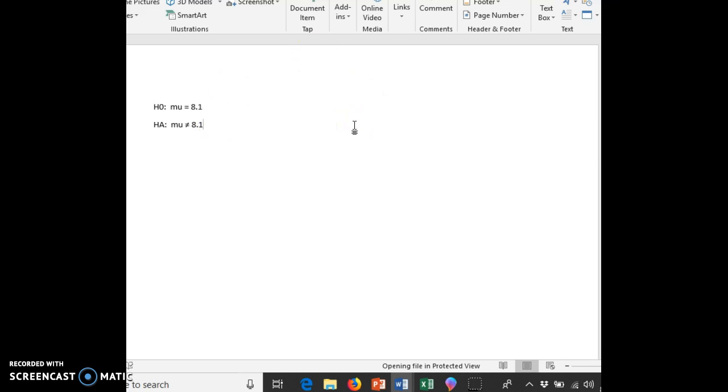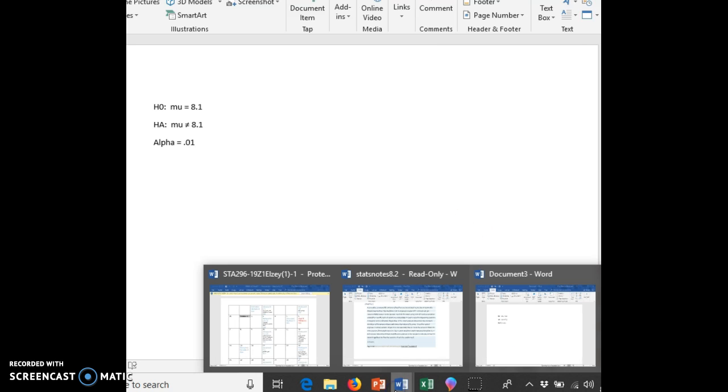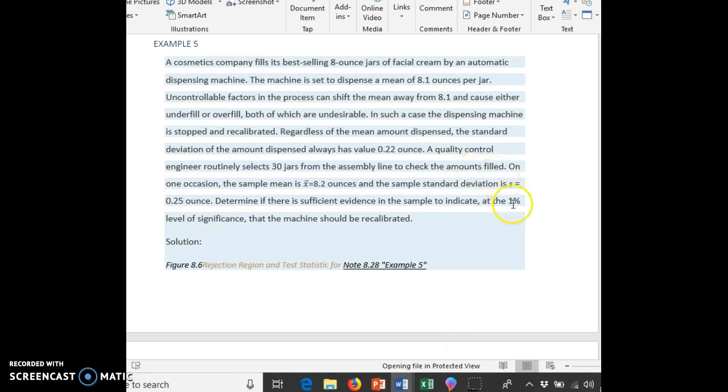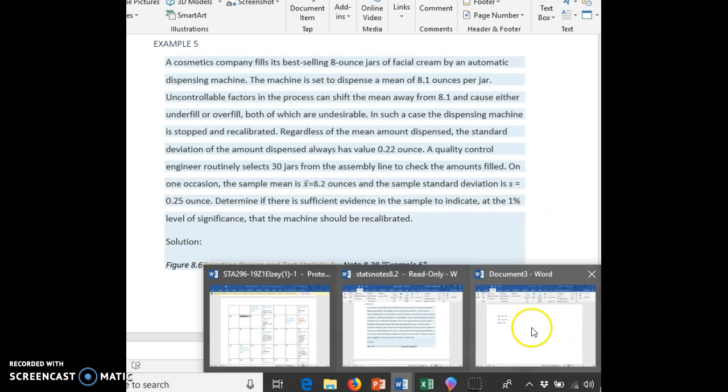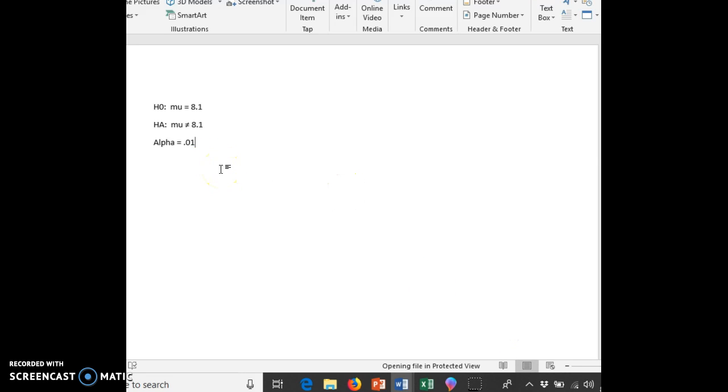All right. And then alpha was, I believe, 0.01. Let me look back to be sure. A 1% level of significance. Yes, it was. Okay, now before we do anything else, let's take that 1% level of significance and find out what our critical values are. Since it's a two-tailed test, we look up half of alpha, because we have to divide that area in two for the two different rejection regions. So that's going to be 0.005.